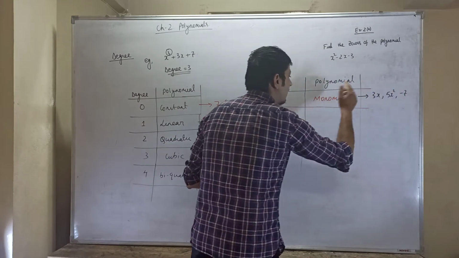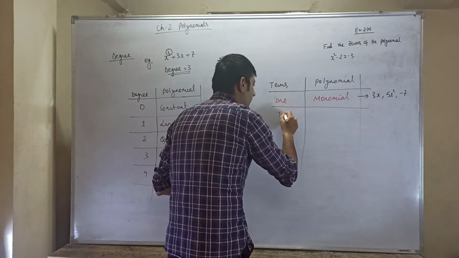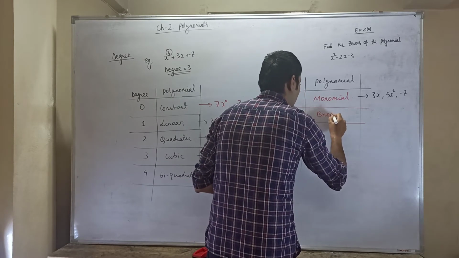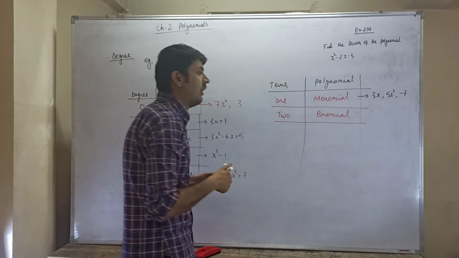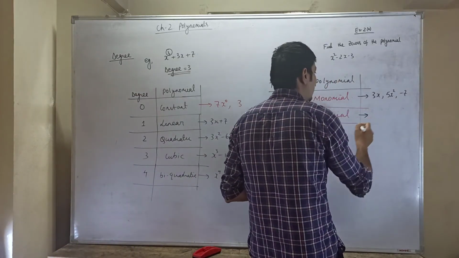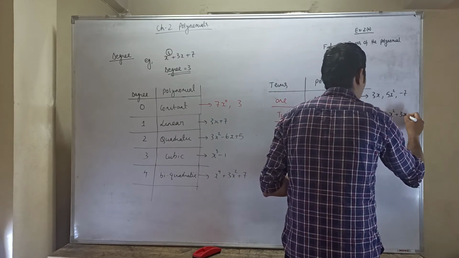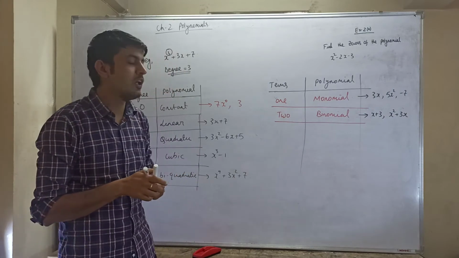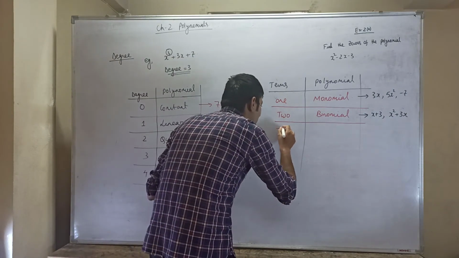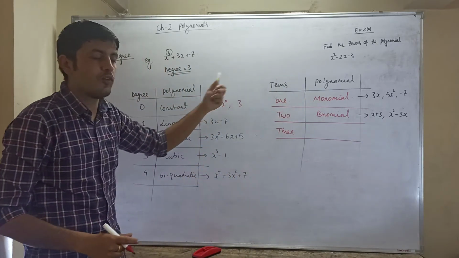One term, monomial. Next you take two terms. When you have two terms, it is called your binomial polynomial. So for two terms, you can take x plus 3, x square plus 3x, etc. There should be two terms. And finally, when you have three terms, what is it called?